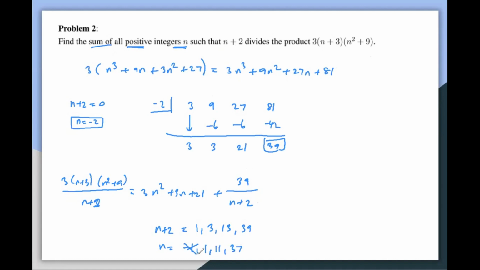But this is not going to be counted because that's negative. So when you add the other ones, you got 1, 11, and 37. So you got like 38, 49, right? So that should be 49. So since this is AIME, we're going to say 0, 4, 9.